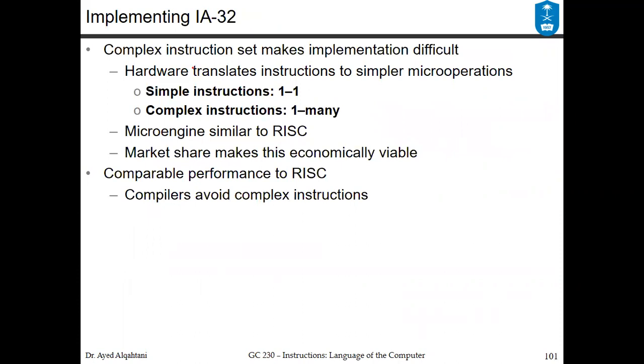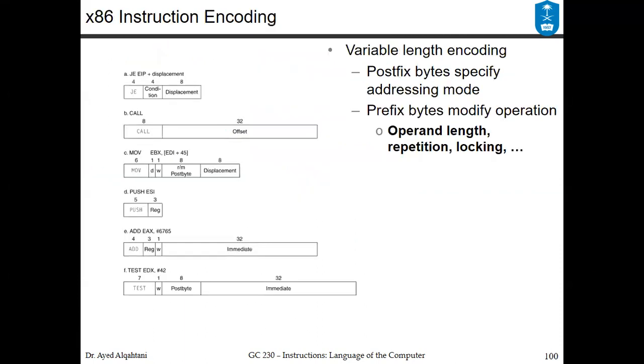Now, this is usually called, for the x86, a CISC, which is a complex instruction set computer. It's a CISC system. While the MIPS and also the ARM, they are called RISC, which is a reduced instruction set computer. I suggest you read about those to see the differences.